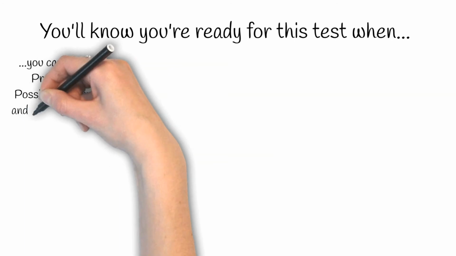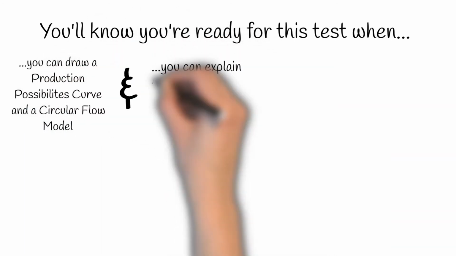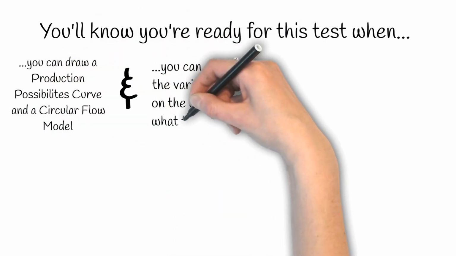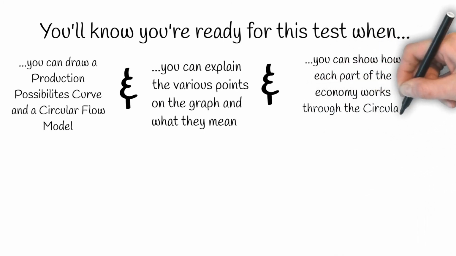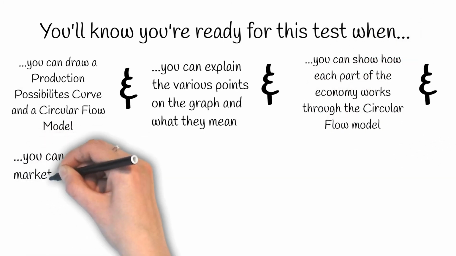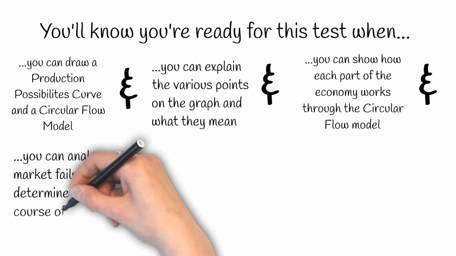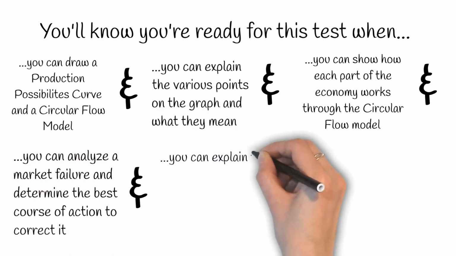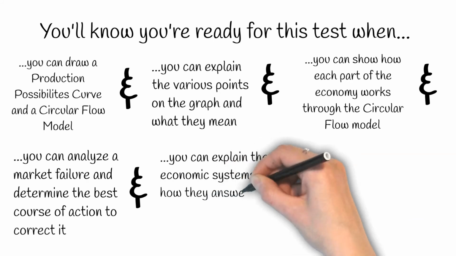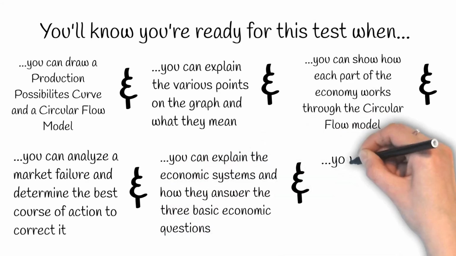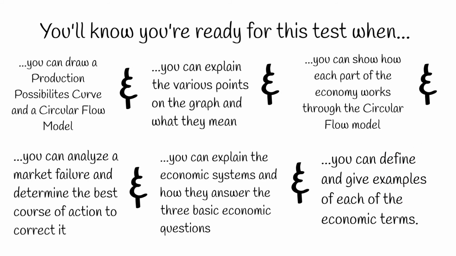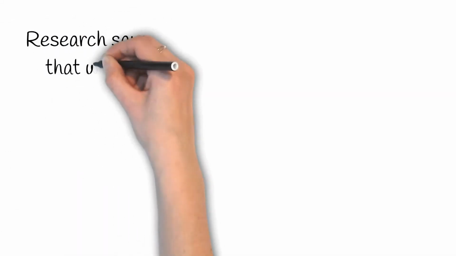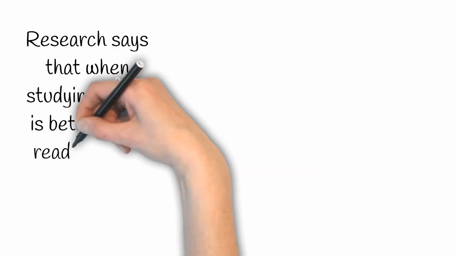You'll know you're ready for this test when you can draw production possibilities curves and circular flow models from memory. You can explain the various points on the graphs and what they mean. You can show how each part of the economy works through that circular flow model. You can analyze market failures and determine the best course of action to correct it, explain the different economic systems and how they answer the basic economic questions, and define and give examples of all the terms.